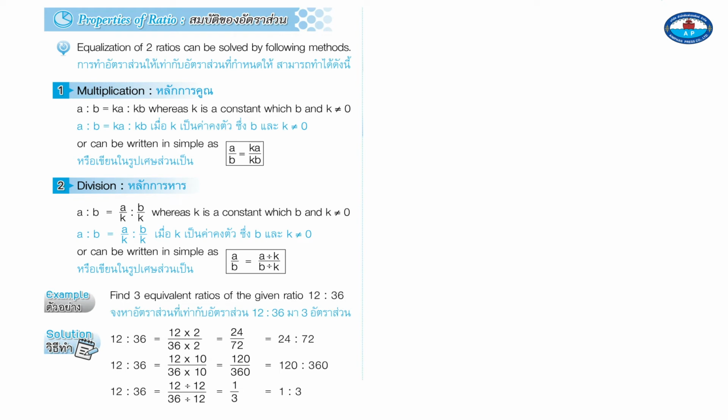Example, find 3 equivalent ratios of the given ratio 12:36. Solution, 12:36 equals 12 times 2 over 36 times 2 equals 24 over 72 equals 24:72. 12:36 equals 12 times 10 over 36 times 10 equals 120 over 360 equals 120:360. 12:36 equals 12 divided by 12 over 36 divided by 12 equals 1/3, or equals 1:3.